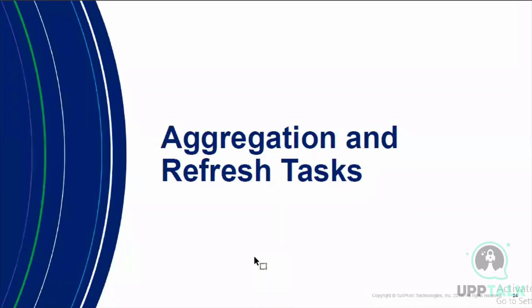Okay, let's continue. Next is the aggregation and refresh task. Just two points to explain. The aggregation task helps you pull the data from the target system into SailPoint. When you run the aggregation task, it means you are pulling data from the target system into SailPoint. Next, the refresh task. The purpose of the refresh task is that any modifications you make to an identity, which need to be updated into the SailPoint database, are applied by running a refresh task. That is the purpose of these two tasks.